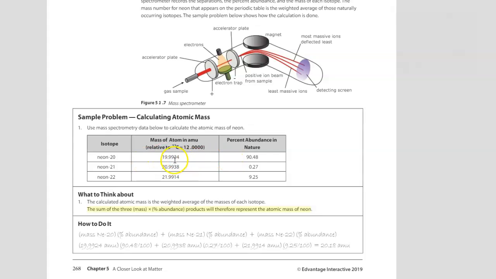But because we do know the actual mass, we can see that down here we're taking 19.9924 AMUs and multiplying it by 90.48 as a percentage, which is 90.48 divided by 100, or 0.9048. So it's the mass of the atom times the percent abundance plus the atomic mass of the second isotope times its percent abundance plus the mass of the third isotope multiplied by its percent abundance, and that works out to the average atomic mass, or the weighted average, which is 20.18 AMUs.